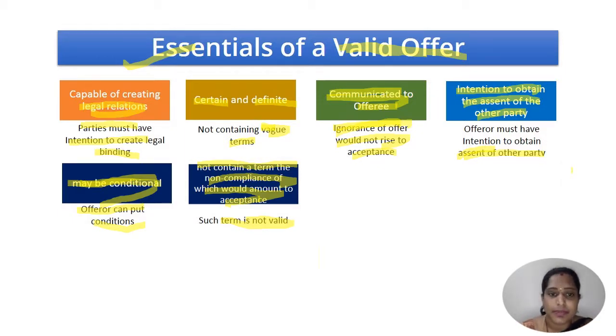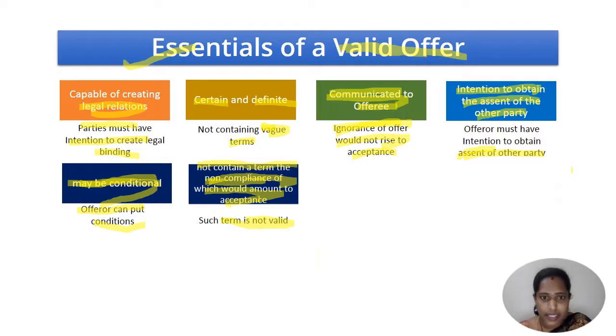ಸಿ ಇಲ್ಲಿ ಹೇಳೋದೇ ನಾಟ್ ಕಂಟೈನ್ ಅ ಟರ್ಮ್ ದಿ ನಾನ್ ಕಾಂಪ್ಲಿಯನ್ಸ್ ಆಫ್ ವಿಚ್ ವುಡ್ ನಾಟ್ ಅಮೌಂಟ್ ಟು ಅಕ್ಸೆಪ್ಟೆನ್ಸ್. ನಾನ್ ಕಂಪ್ಲಯನ್ಸ್, ನೀವೇನು ರಿಯಾಕ್ಟ್ ಮಾಡಿಲ್ಲ ಅಂದ್ರೆ ಅದನ್ನ ನಾನು ಅಕ್ಸೆಪ್ಟೆನ್ಸ್ ಅಂತ ತಗೊಳೋದಿಕ್ ಆಗಲ್ಲ. So that time it doesn't become a valid offer. ಅಲ್ಲಿ ಆಫರ್ ಏನಾಗುತ್ತೆ, ಲ್ಯಾಪ್ಸ್ ಆಗುತ್ತೆ.